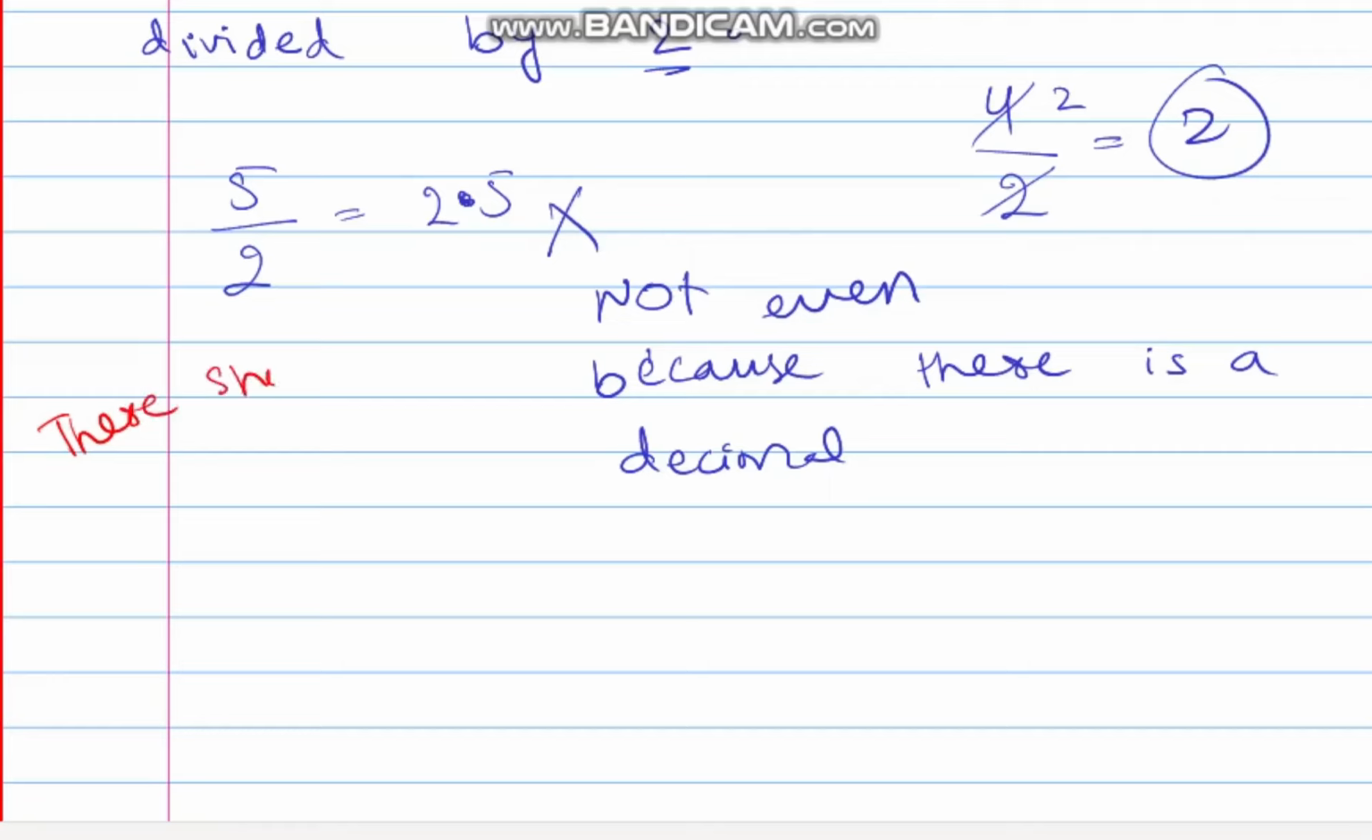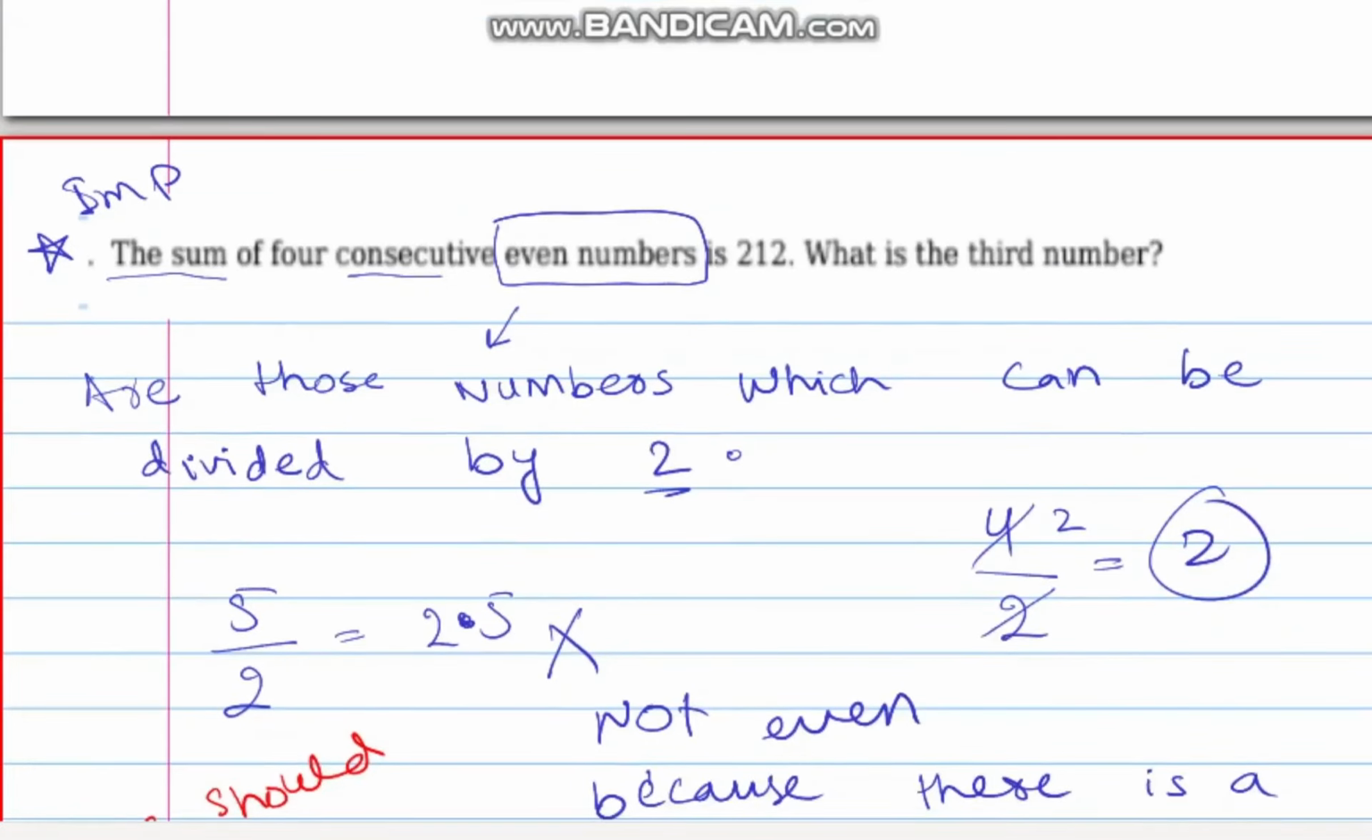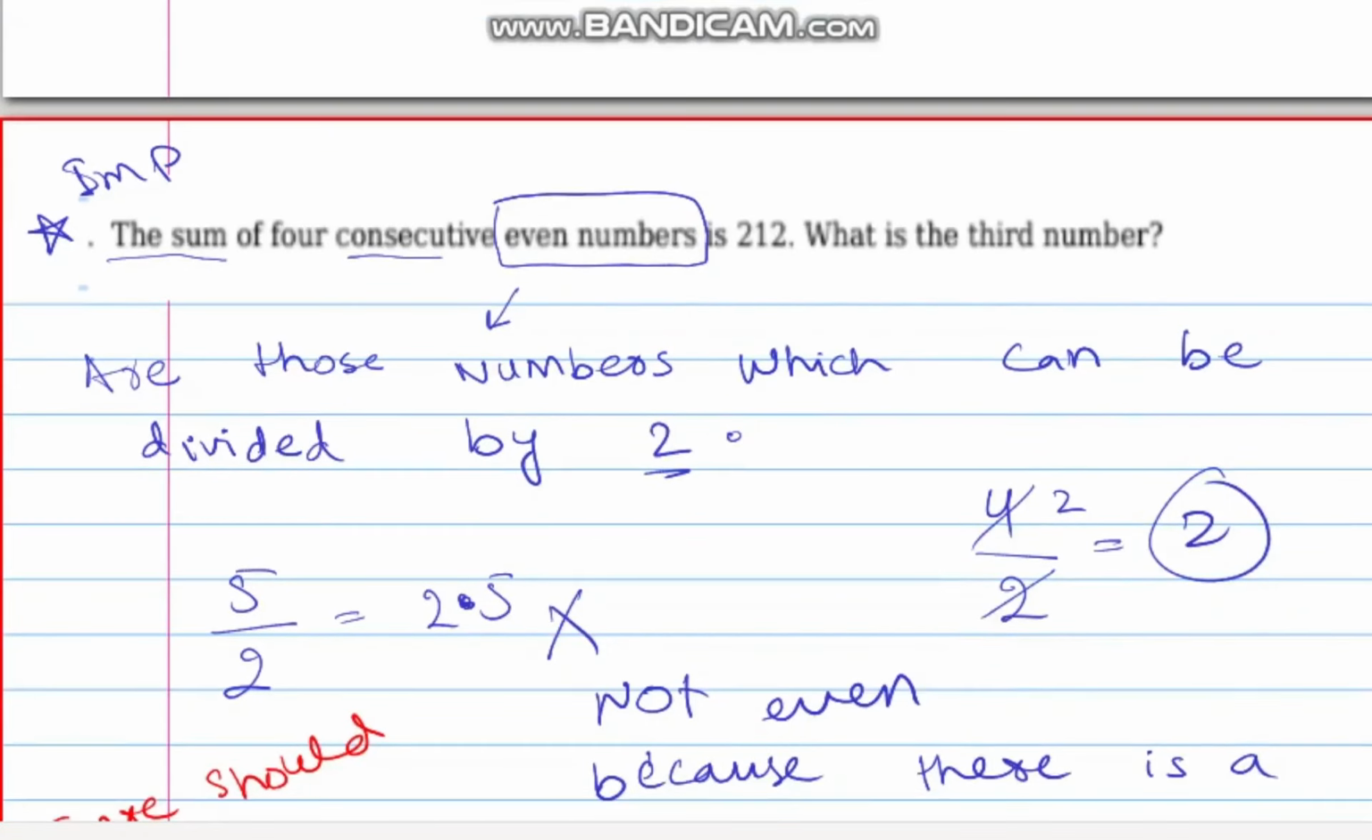There should not be decimal. Okay, there should not be decimal. Now please let's come to the question again. The question is basically: the sum of four consecutive even numbers is 212. What is the third number?